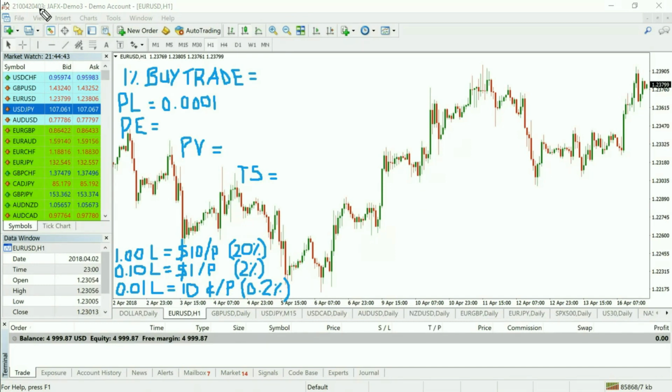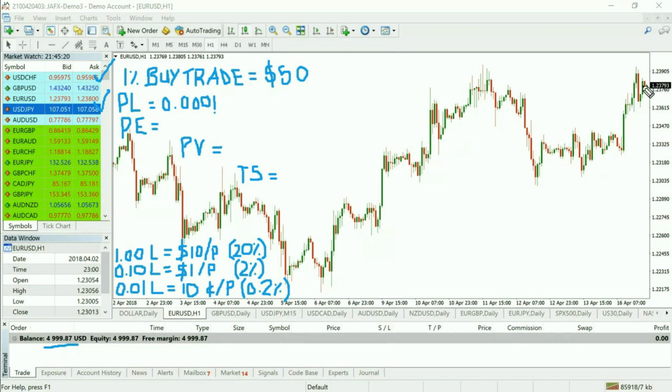So let's say we decide to take a 1% buy trade in the euro dollar. So we look at our account balance and we work out 1% of 5,000. What that means effectively is we want to take a $50 trade in this particular market. So there's our $50 that we know we would like to take. Now we need to acknowledge the pip location for this market, which is to the 4th decimal place. And now we need to calculate what our pip exposure is.